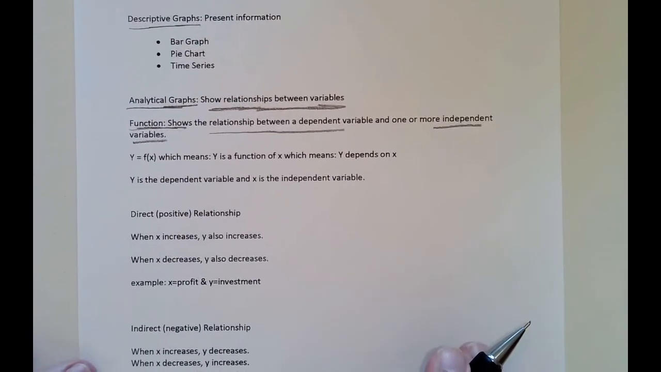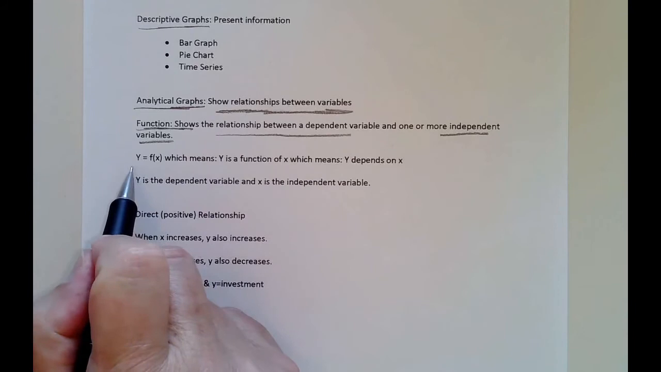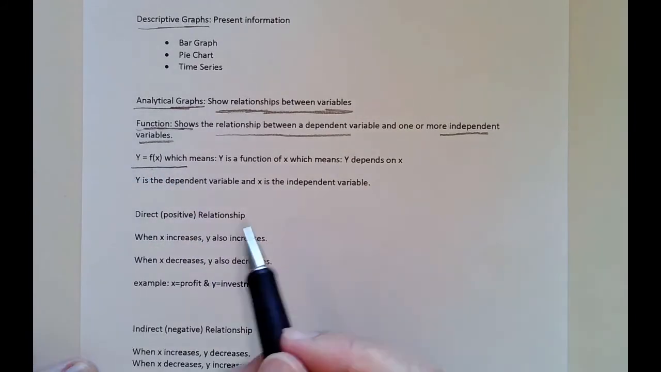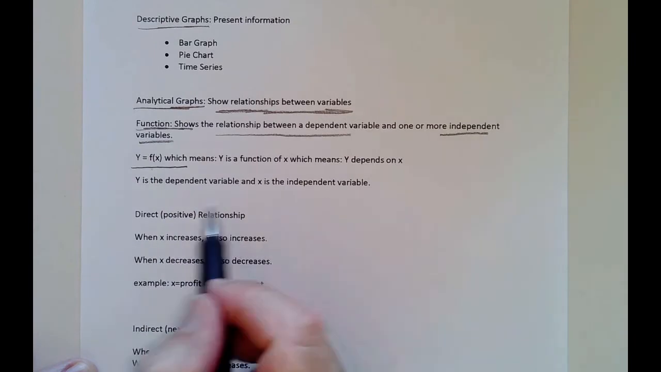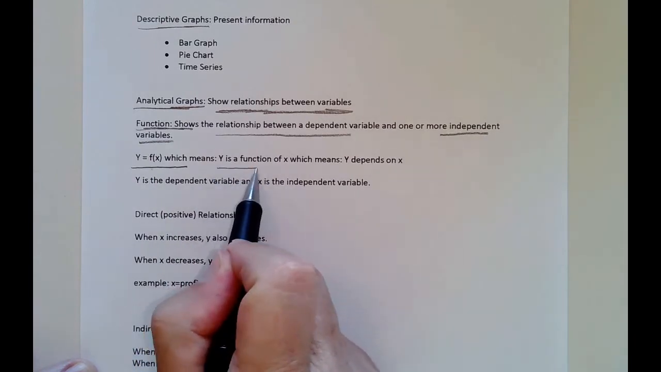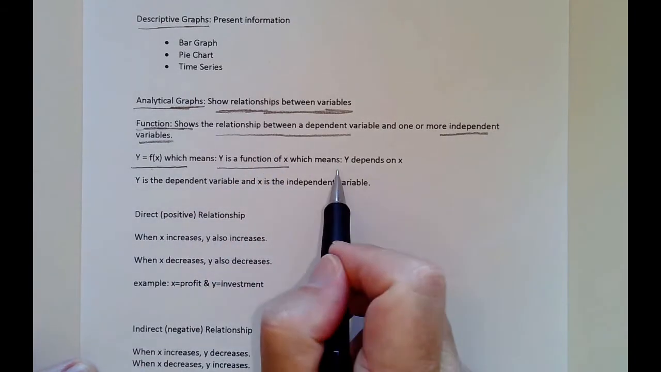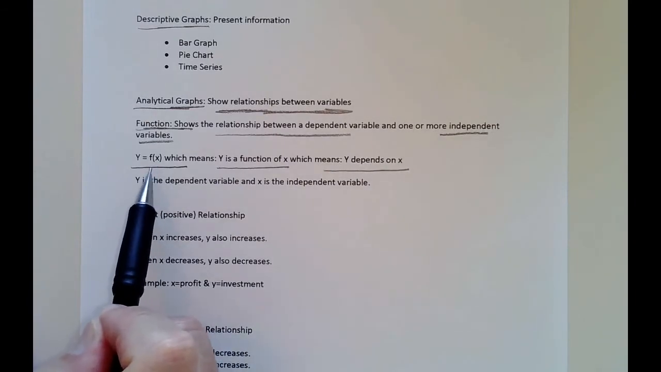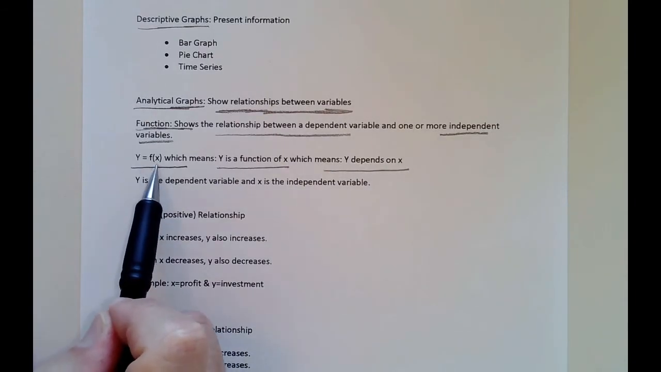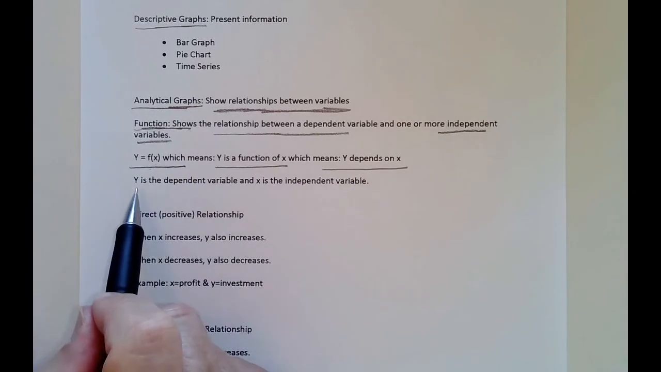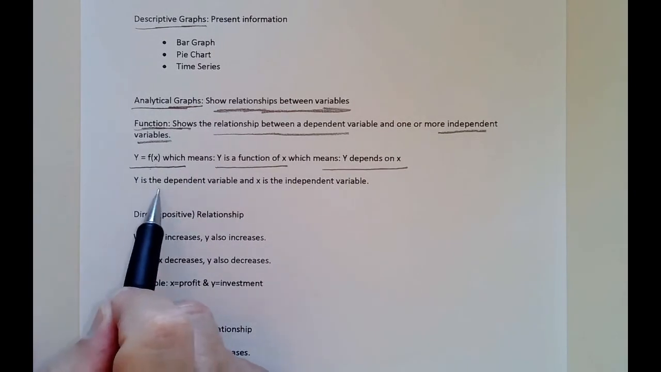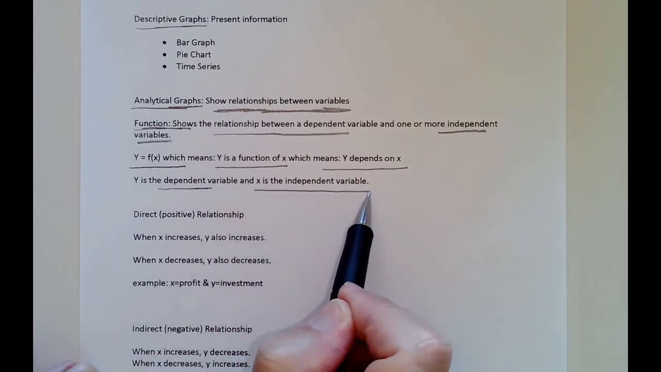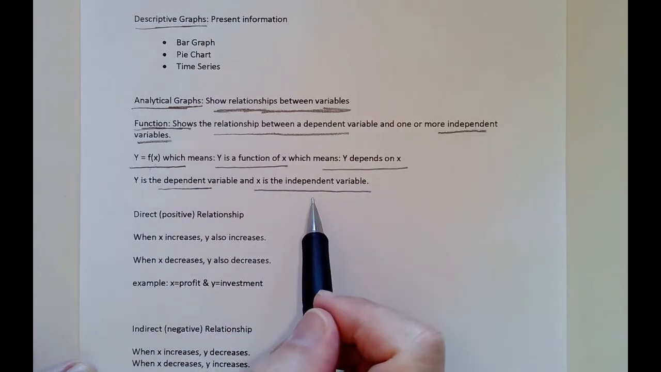In a math class, you might have seen this in the way they talk about functions. They have y is equal to f of x. What that means in plain English is, y is a function of x, which means y depends on x. So when you see y is equal to f of x, all they're saying is that the y variable is affected by the x variable. Since y is affected by x, we call y the dependent variable because it's dependent on x. And x is not dependent on anything in this function, so x is said to be an independent variable.